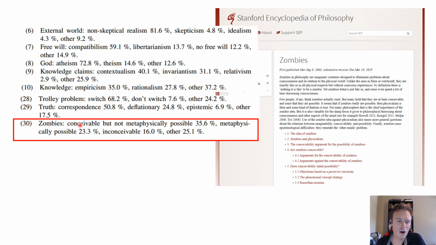So some people think that zombies are conceivable, but not actually possible. And if that's the case, then it turns out that even though it seems like we can conceive of a being who's a physical duplicate without consciousness, it's not actually possible to have such a being. Okay. 23% of philosophers think that they are metaphysically possible. And I guess for that reason, it's actually not possible to give a physical explanation of consciousness. And then some people think it's inconceivable. And then 25% of people are too sophisticated for this survey.